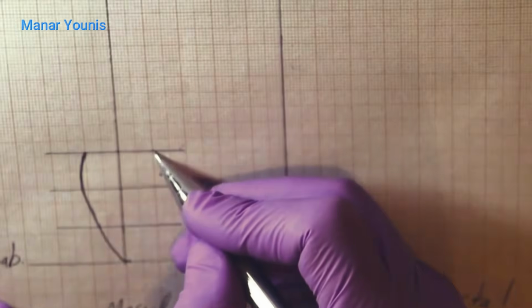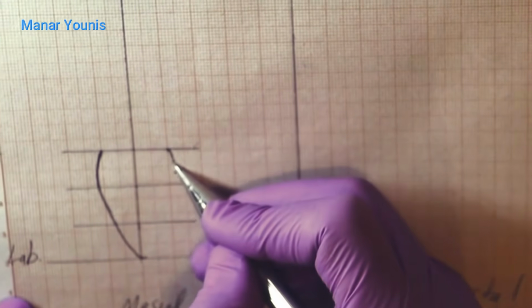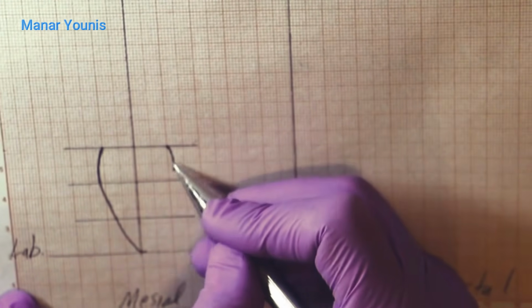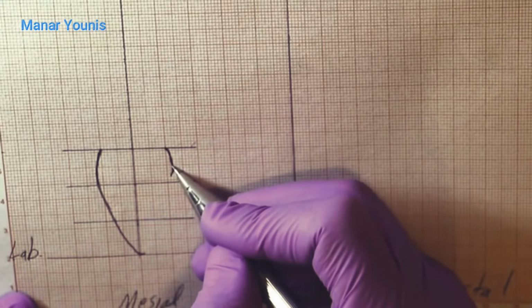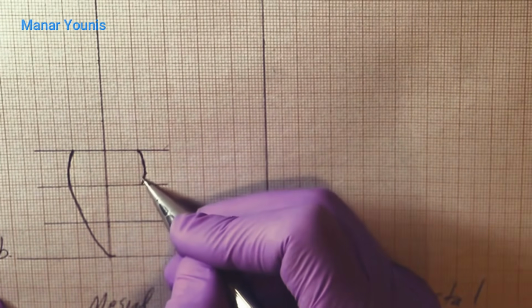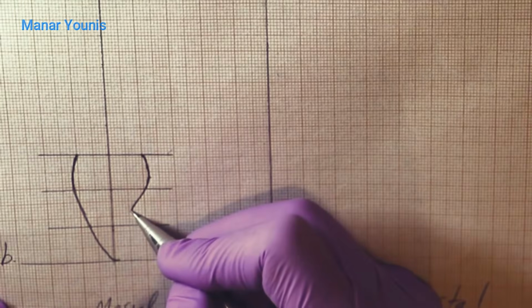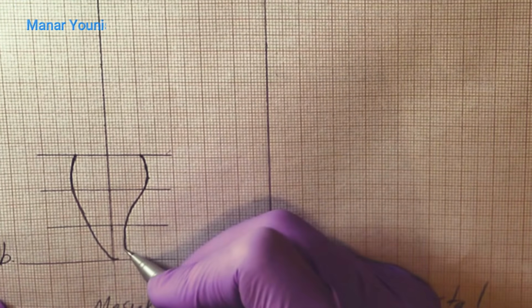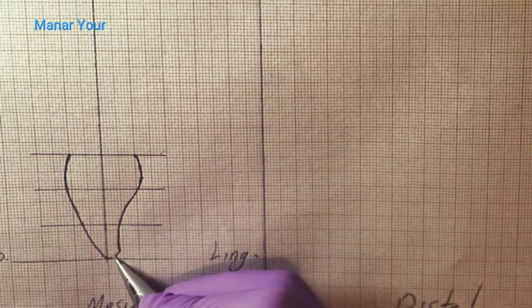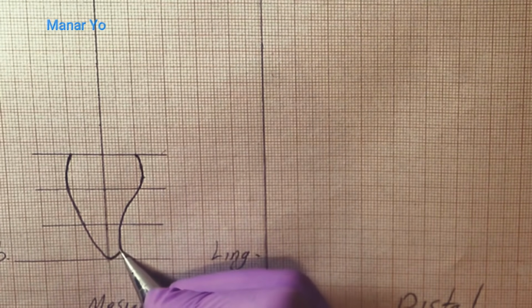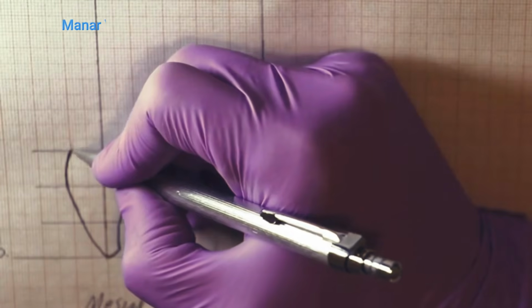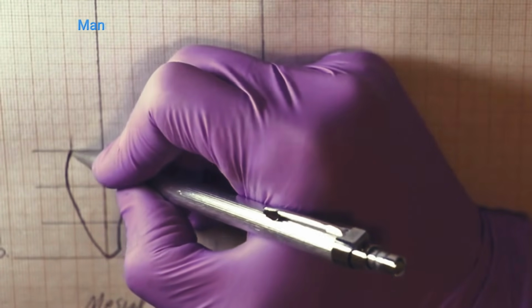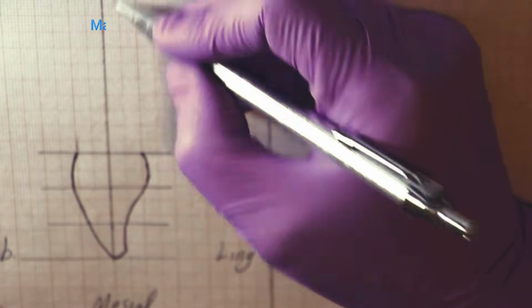Lingually, we have a curvature, or convexity, representing the cingulum. Then we have a concavity representing the lingual fossa, then another convexity representing the incisal edge. The root is cone-shaped and tapers evenly from the cervical area to the root apex.